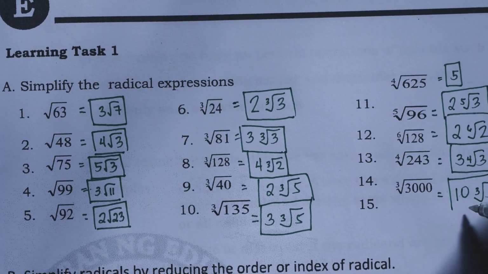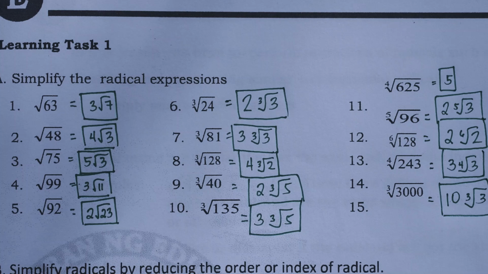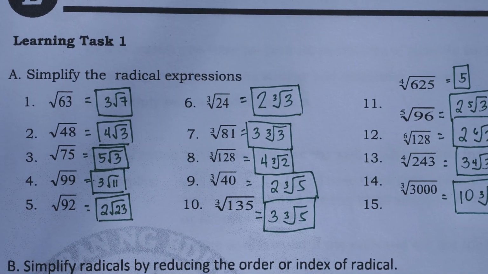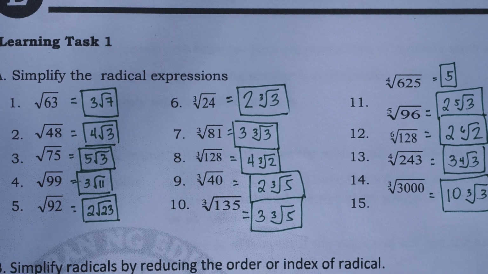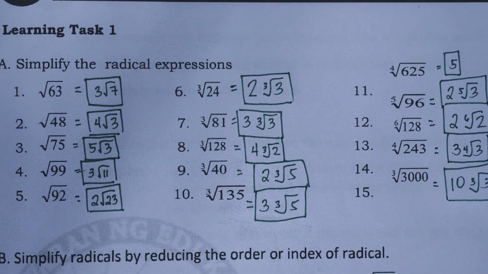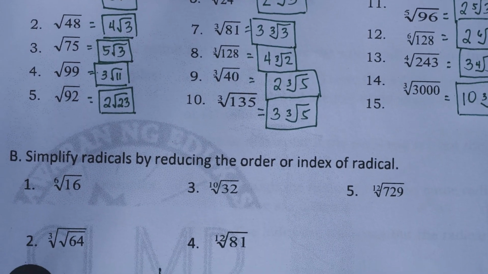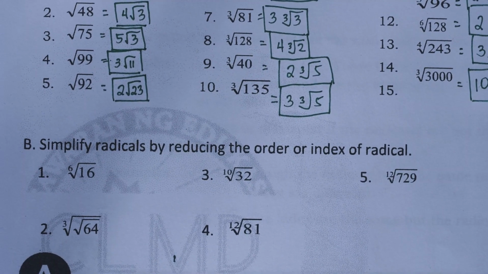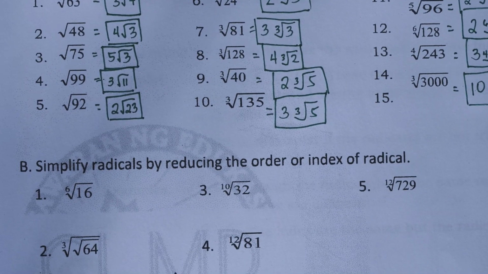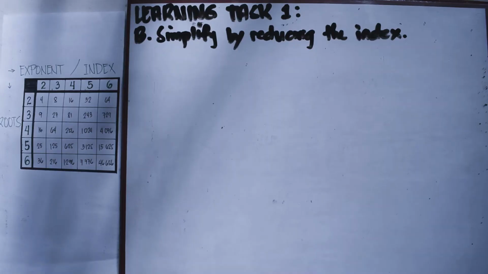So, eto na po yung mga final answer na nakuha natin simula pa nung una, for learning task number 1, letter A, numbers 1 to 15. So, sana po malinaw para po makaproceed tayo sa ating letter B. So, dito na tayo sa letter B, simplify radicals by reducing order of the index of the radical. So, ibig sabihin, nagpo-proceed na tayo dito para mabilis. So, simulan na agad natin ang number 1.